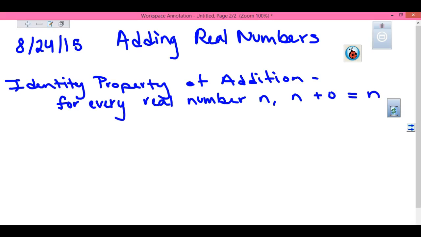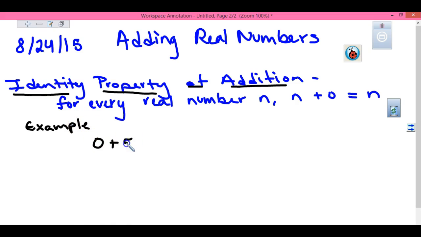Today we're adding real numbers. And let's start by going over the identity property of addition. The identity property of addition says that for every real number n, n plus 0 equals n. So what does this mean? For example, let's say we have 0 plus 5. What would that equal?